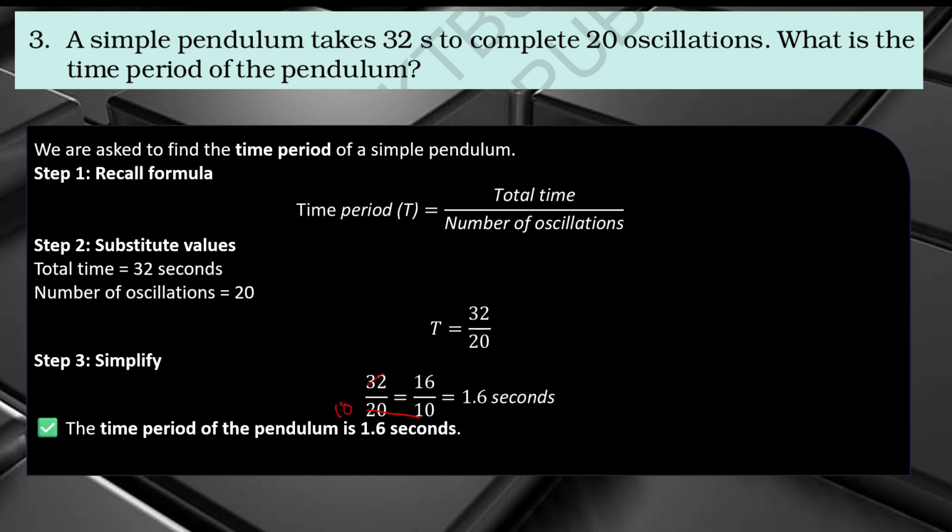2 tens are 20, 2 sixes are 12. That's why 16 by 10. That you can write in decimal because the denominator is 10. 1.6 seconds. The time period of the pendulum is 1.6 seconds is the answer.